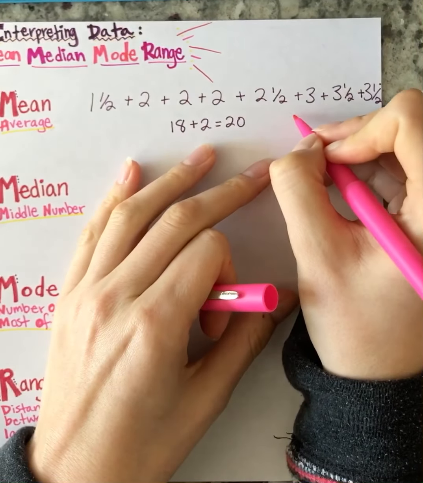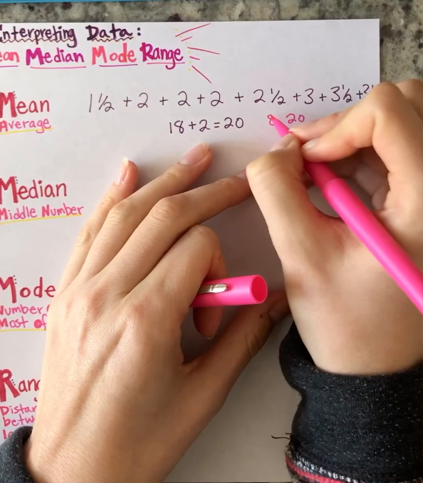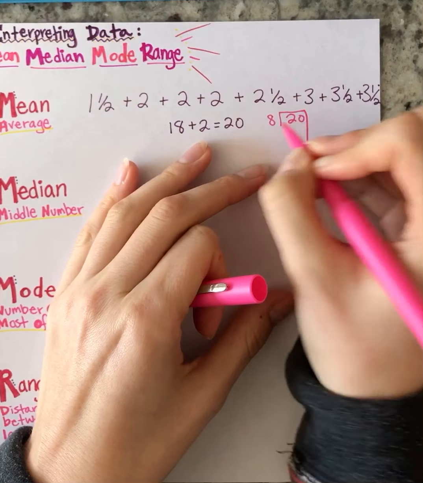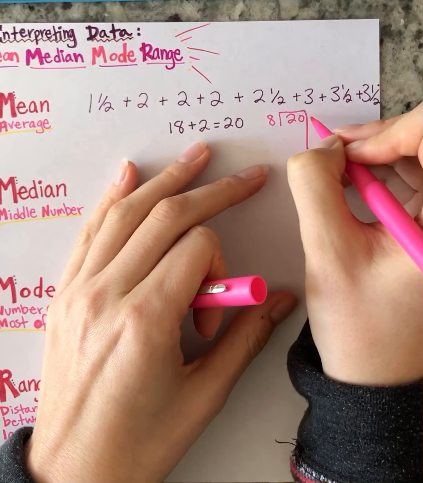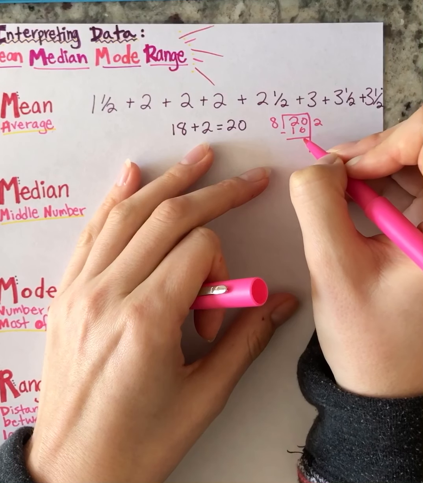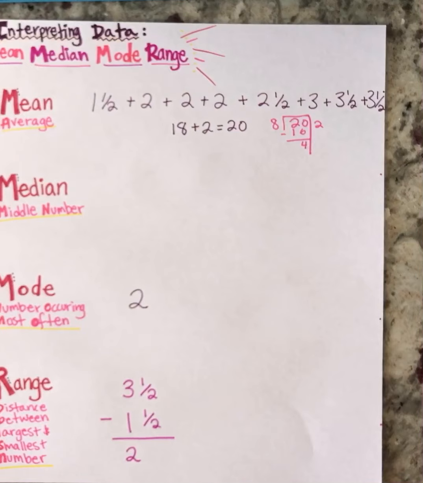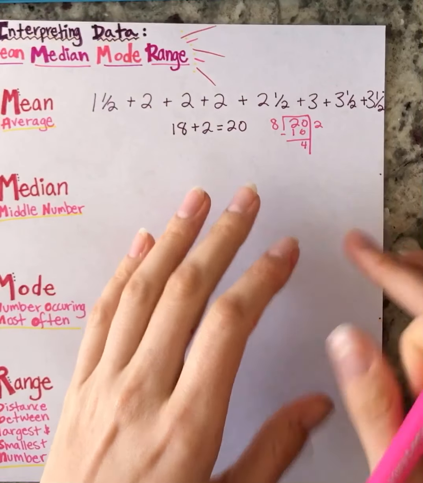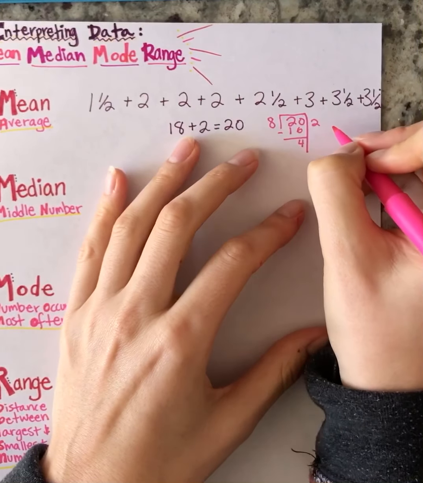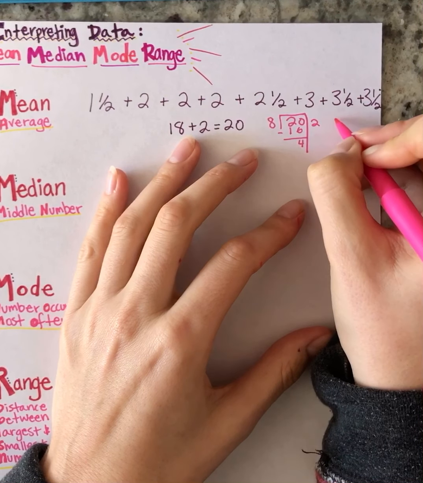So we have 20 divided by 8. We use partial quotients. We know that 8 times 2 is 16, so we put that here. We subtract, and we have 4 remaining. Now, 8 does not go into 4, so that's going to be our remainder. 2 remainder 4.